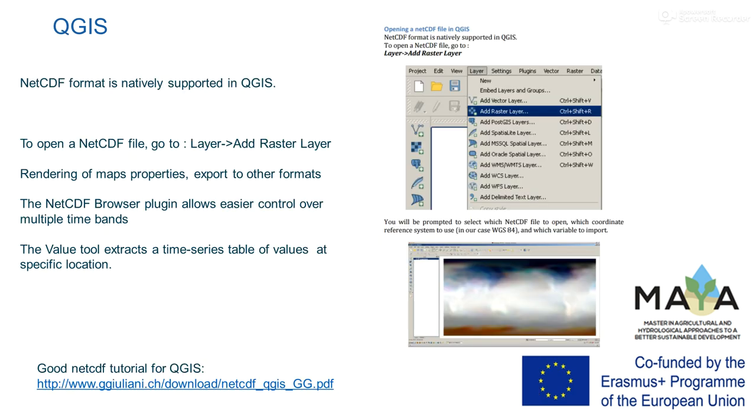Another software which is very handy to work with NetCDF is QuantumGIS. You have a particular library where you can add the raster layer as a NetCDF. It's a browser plugin that you can use to really scroll over different time steps, and there is also a very good tutorial to work with NetCDF. I left here the link to this tutorial for QuantumGIS to work with NetCDF.